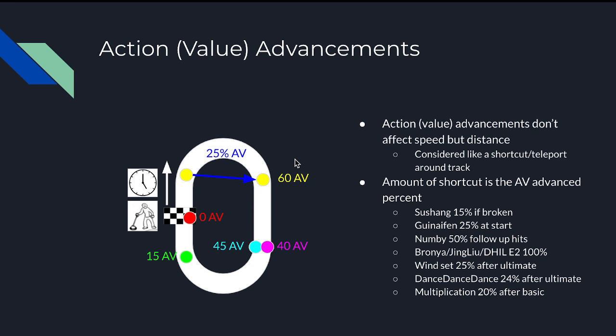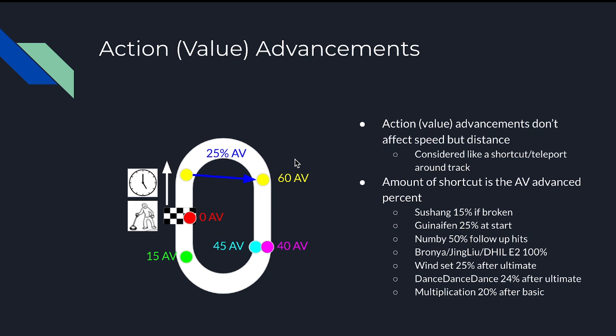So, various amounts of characters have action advances. Su Shang can do 15% of broken. Gwenifin has 25% at the start of battle. Numby is very keen on this because Numby gets a 50% follow-up hit if the follow-up hits the targeted enemy. So Numby will actually start kind of zipping around this track, always getting that 50% action value advance.